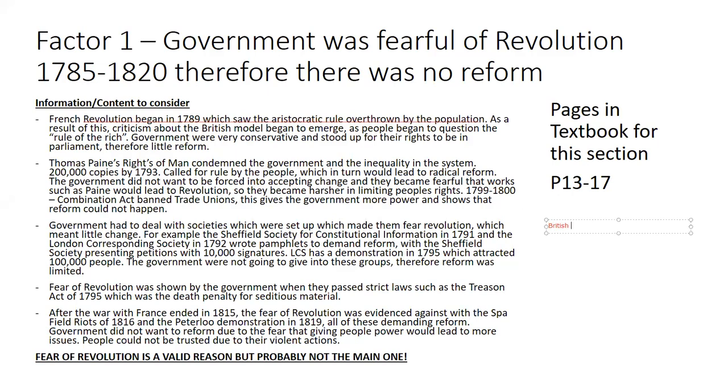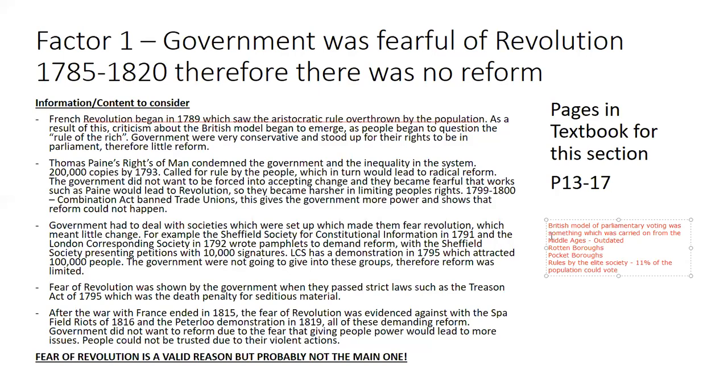The British model of parliamentary voting was something which was carried on from the Middle Ages. We know that it was very outdated. You had things like the rotten boroughs, you had pocket boroughs, and it was ruled by the elite society. So in 1785, around 11% of the population could vote.